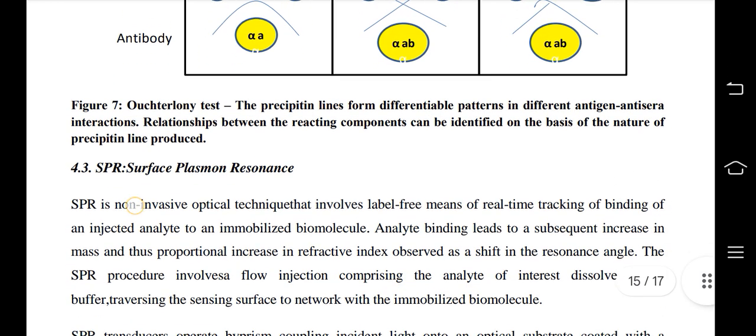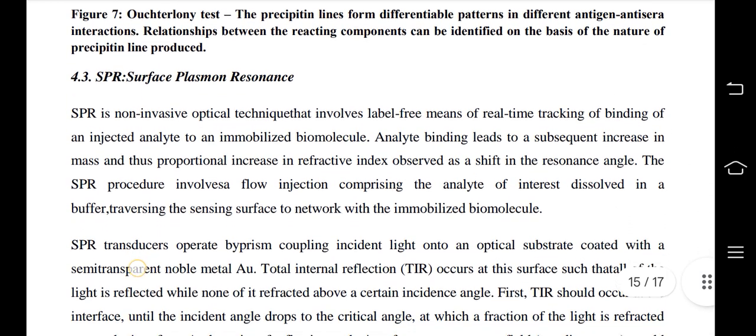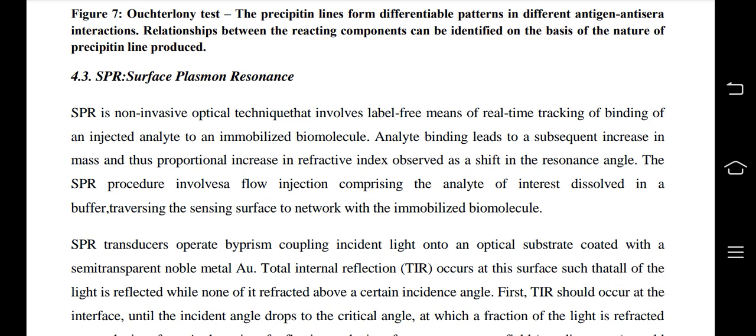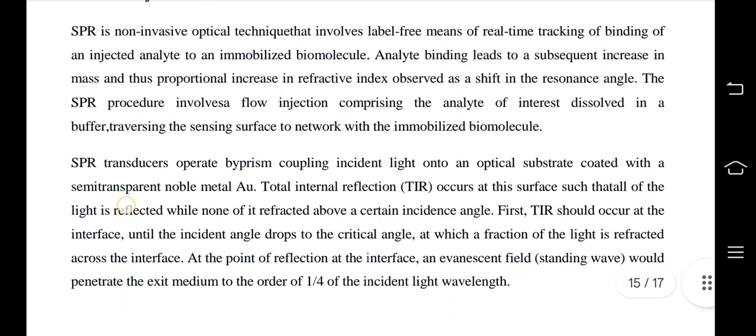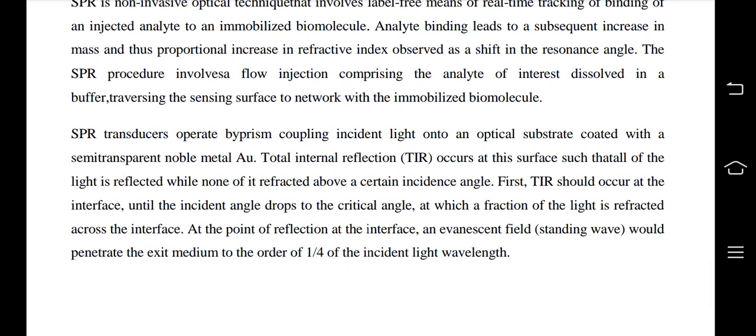Then SPR, surface plasmon resonance. SPR is a non-invasive optical technique that involves label-free, real-time tracking of binding of an injected analyte to an immobilized biomolecule. Analyte binding leads to a subsequent increase in mass and thus a proportional increase in refractive index, observed as a shift in the resonance angle. The SPR procedure involves a flow injection comprising the analyte of interest dissolved in a buffer, traversing the sensing surface to interact with the immobilized biomolecule.